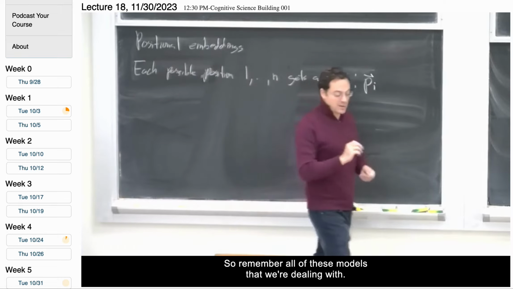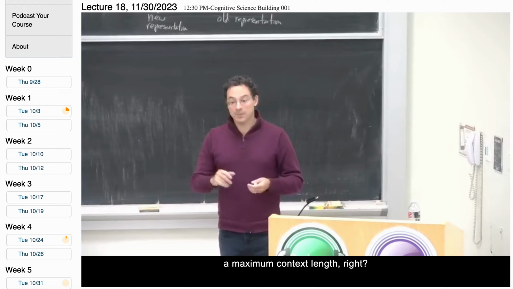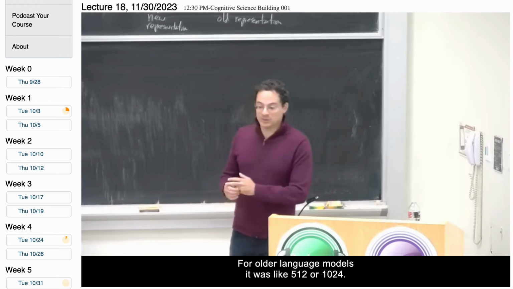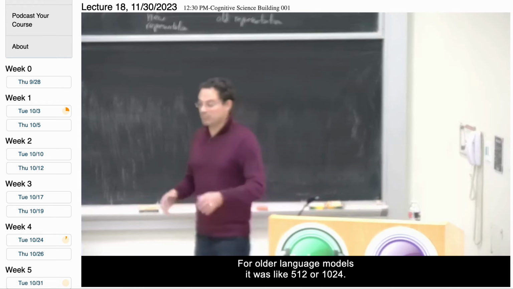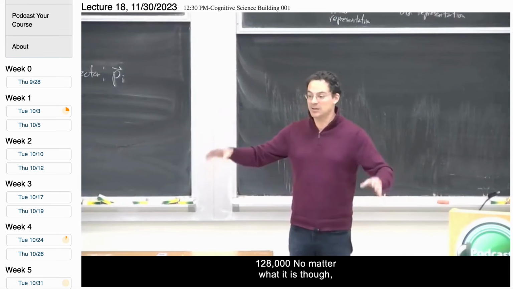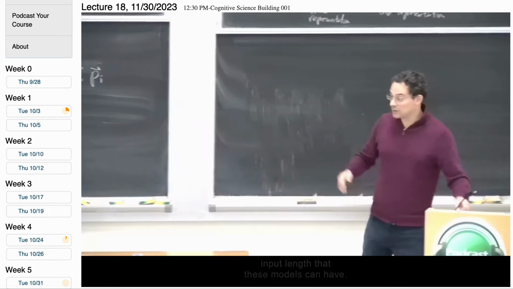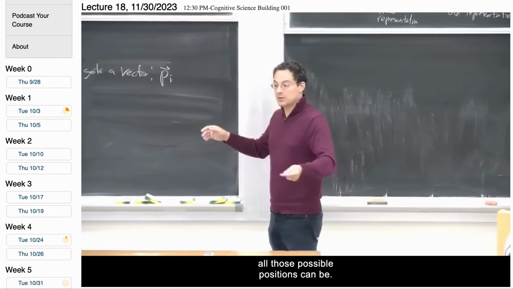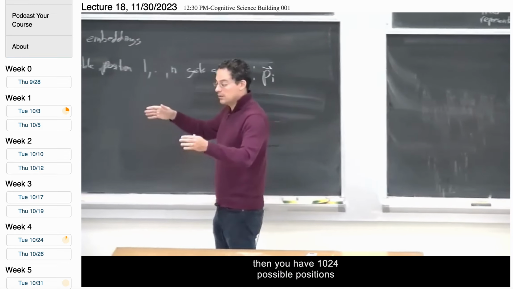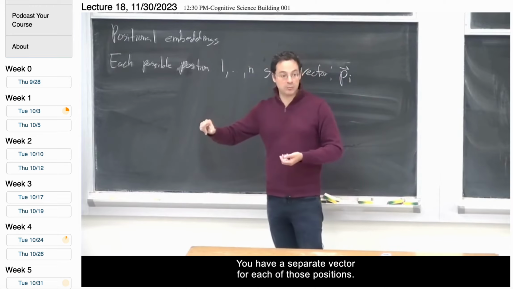Remember, every transformer model has a maximum context length. For older language models, it was like 512 or 1024. For standard GPT now, it's 4,000 or 8,000, and there are super long versions of the model that have 128,000. No matter what it is, there's a fixed maximum input length. So we just list out all those possible positions. If your maximum context length is 1024, then you have 1024 possible positions that a word could go in, and a separate vector for each of those positions.